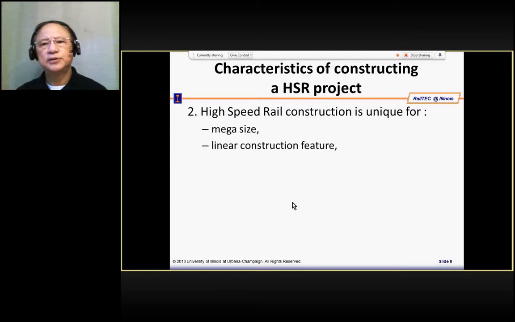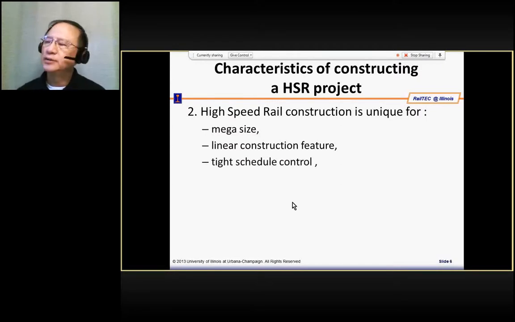Another feature of this high-speed rail construction is that it's a linear construction. It's always around a corridor which connects point A to point B. So it's a linear construction, which later on the operation will start from one end to the other end. And the distance could be, like we said, 200 kilometers to 500 kilometers in length. So that linear construction feature is also one of the special characteristics of the high-speed rail system.